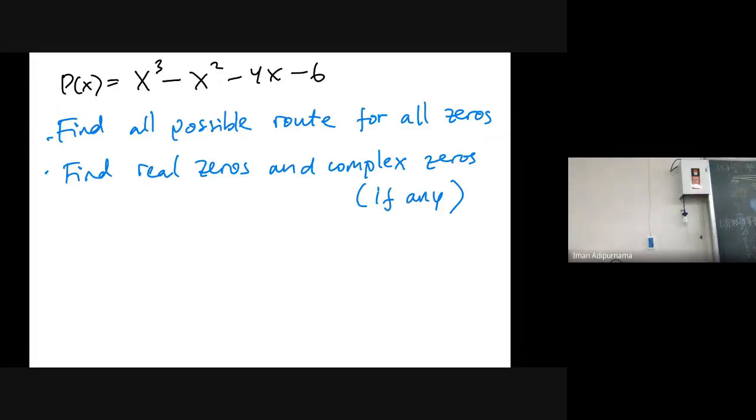That's the polynomial function: x cubed minus x squared minus 4x minus 6. The same question as previous: find all possible roots, all zeros. Find real zeros and complex zeros if you find any. If not, just the real zeros is also fine. But if you find any complex ones, include them. So let's just take this.